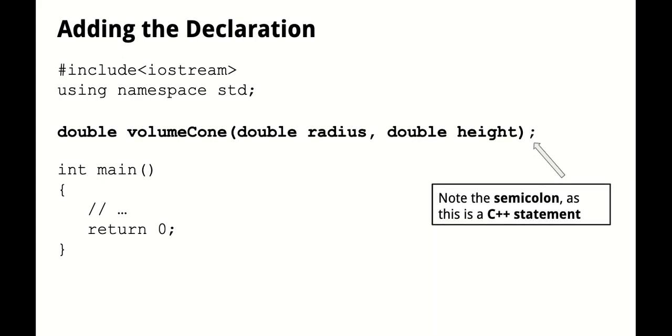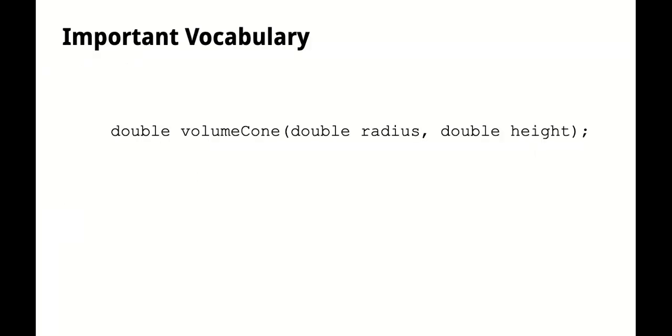And notice the use of the semicolon again. This is a C++ statement. Your declaration must end in a semicolon. It's a lot like declaring a variable, just a higher level of it in a way.